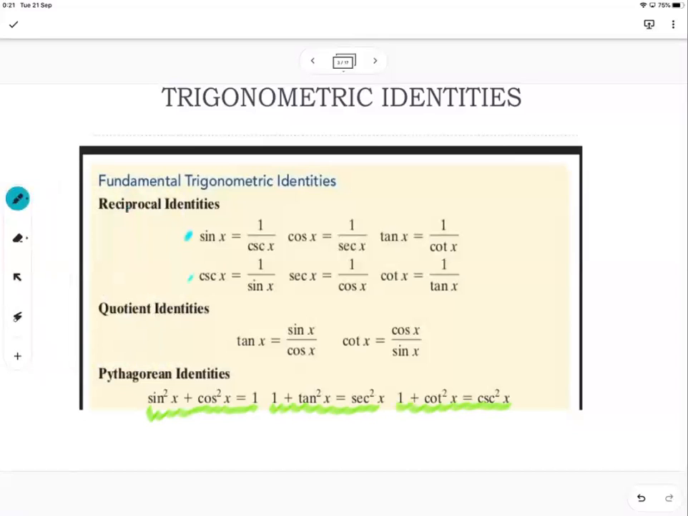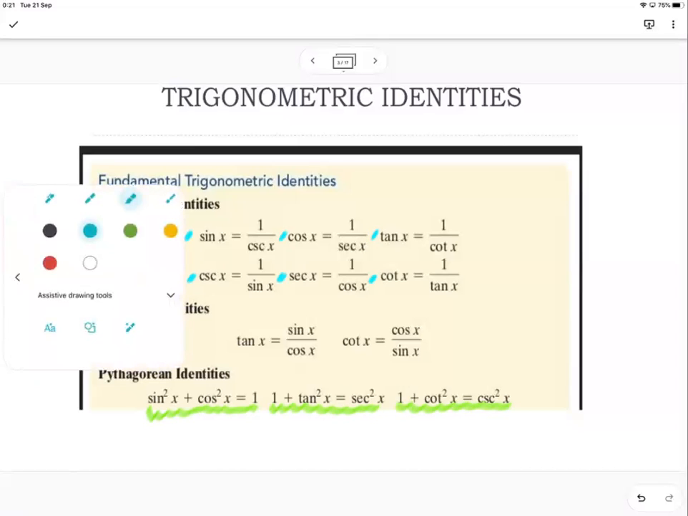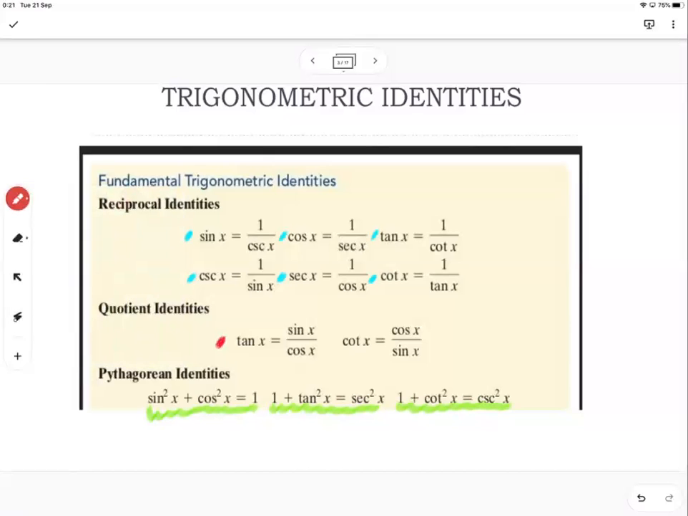We have these 6 reciprocal identities, and we have 2 quotient identities. So it's important that you remember them, because there will be some problems where you will have to use the fundamental trigonometric identities to simplify the given problem and rewrite it to make it easier when finding the derivative, okay? Okay, so let's start with some examples.